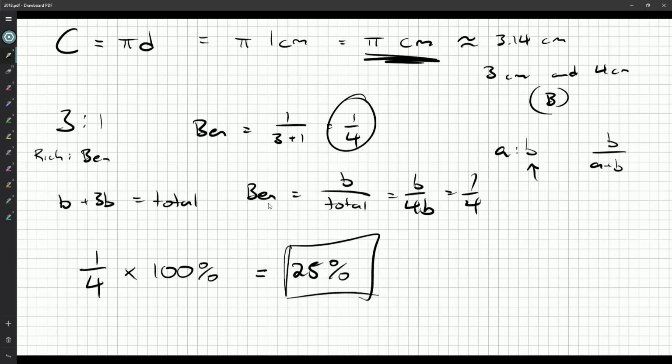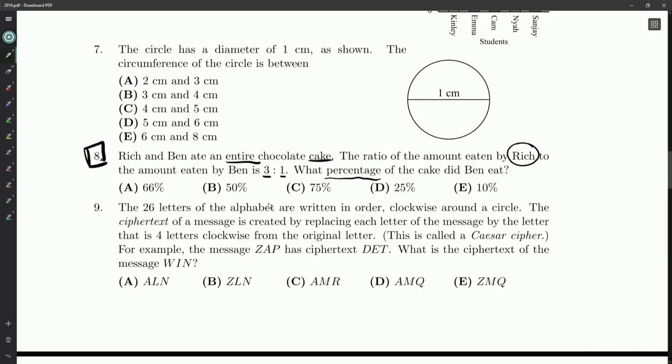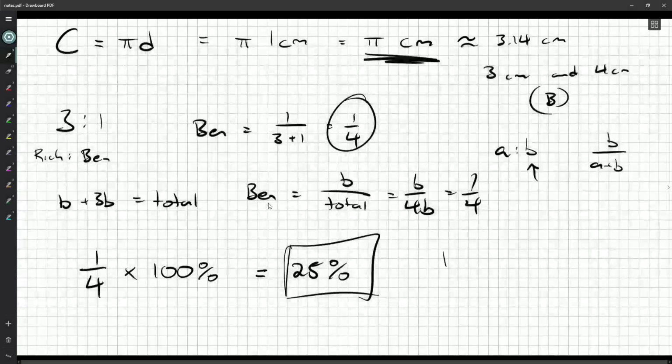Rich would have eaten the remaining 75%. You can see 75 is an answer, just in case you have trouble understanding the ratio. You can get tricked by that. But Ben is the smaller number. He is the smaller percentage. So we're looking for an answer of D. And we bubble that in.